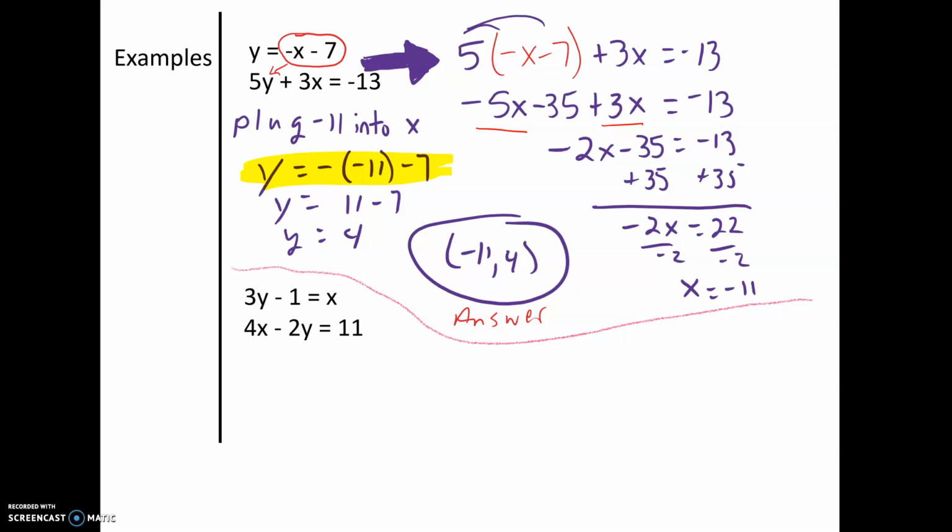And a negative of a negative is a positive, so that's how you get a positive 11. And 11 minus 7 is 4. And now, if the x value is negative 11, your y value is 4. This is the coordinate that these two graphs would cross at. That's where they intersect. Your answer is a point.